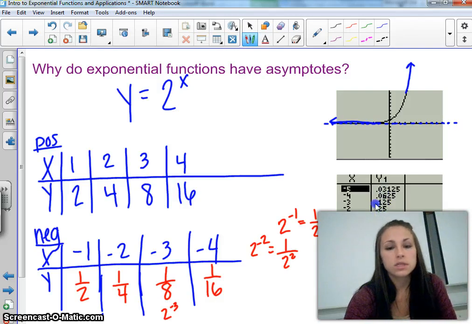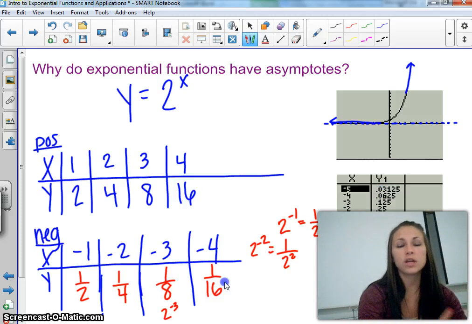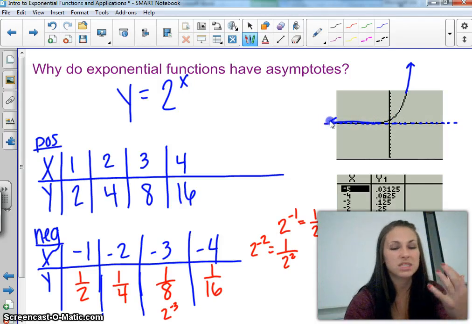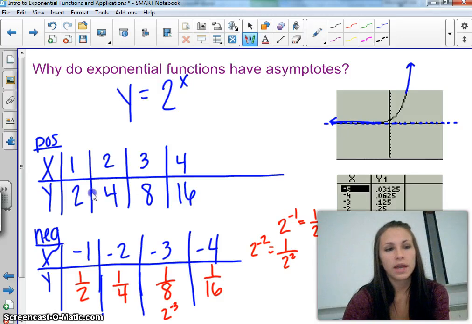And these fractions over here match these decimals that go along with this table. And so these decimals and fractions are just going to keep getting smaller and smaller and smaller. They're never going to actually be 0. So that's why we have this asymptote right here. This line approaches 0 but never actually touches it because that fraction just keeps getting smaller and smaller. So that's why we have an asymptote in an exponential function. It's always a horizontal.